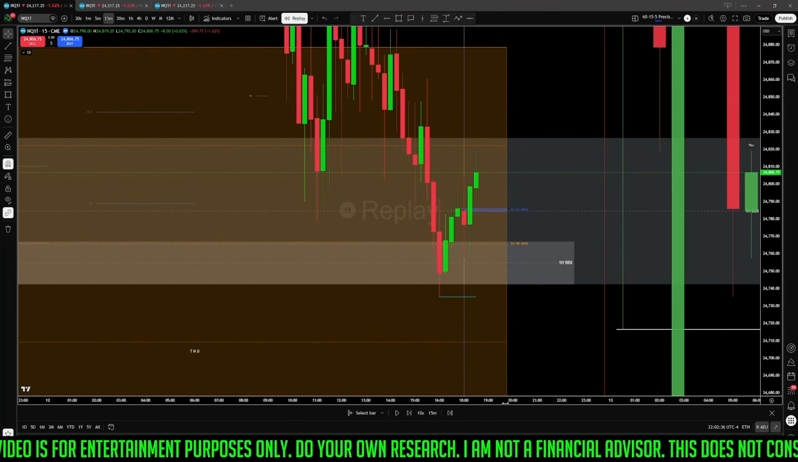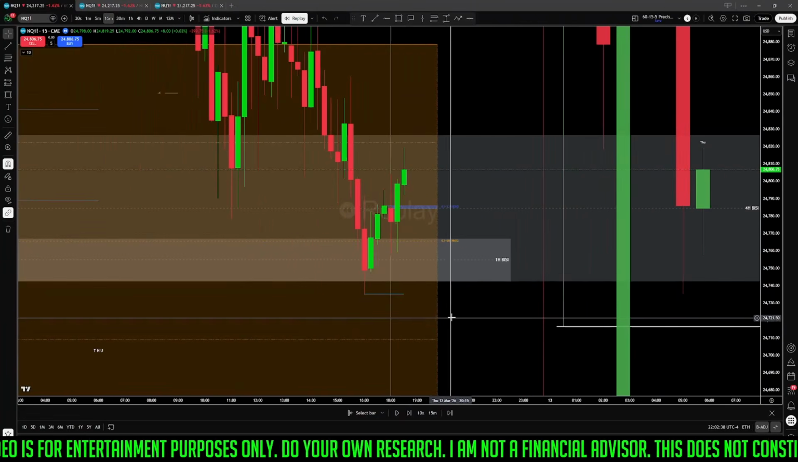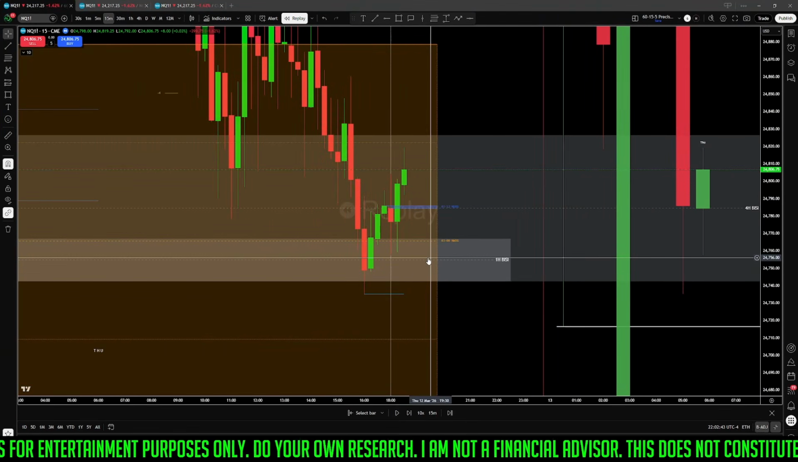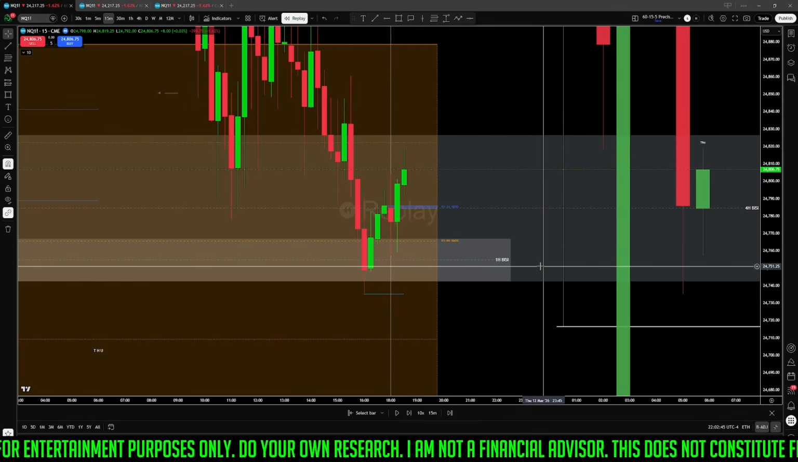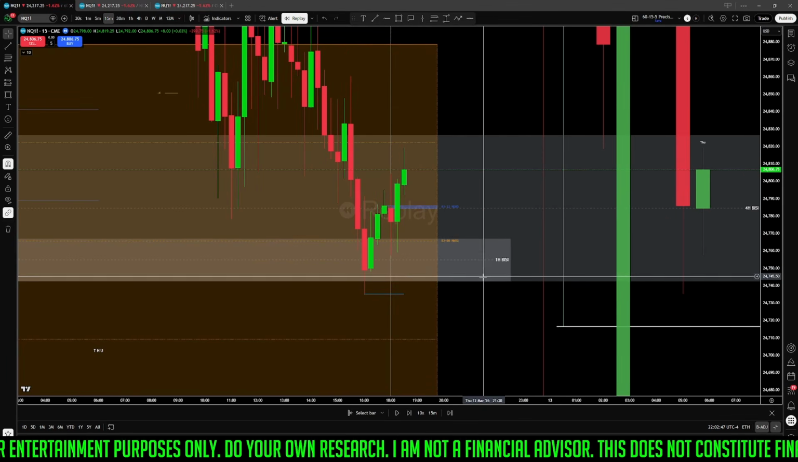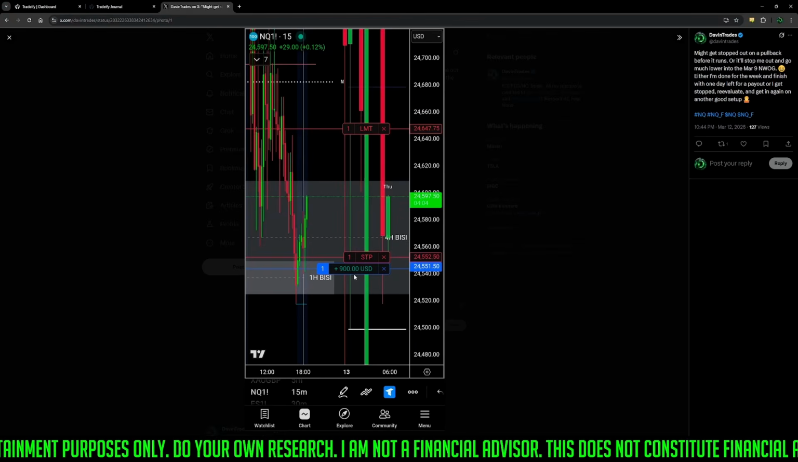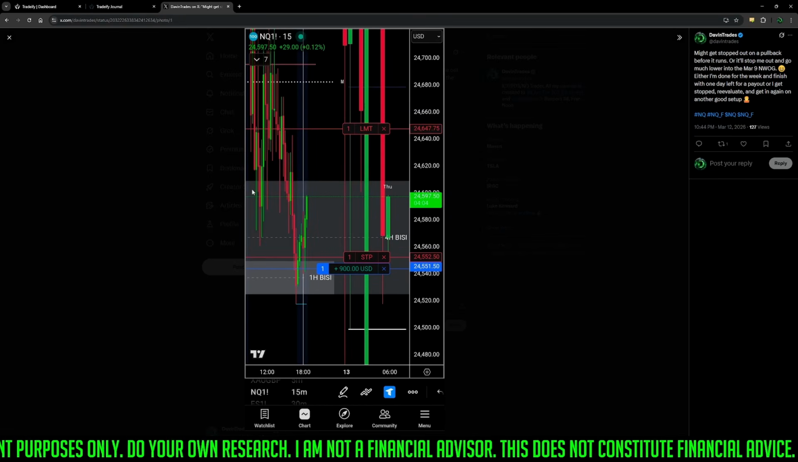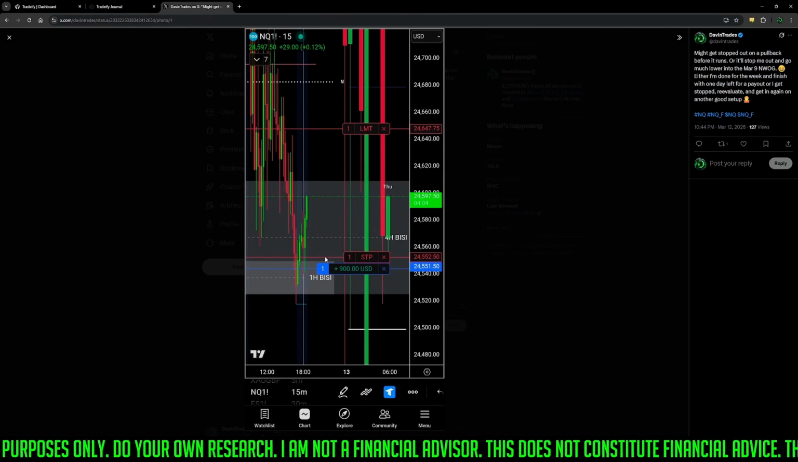This is where I took the next trade. Now the numbers are kind of off. I don't know why, because this says it's like 24,746, 750 at the lows, but if you look at the image, it's like 24.5. So I don't know why that is, but this is where I took the trade.